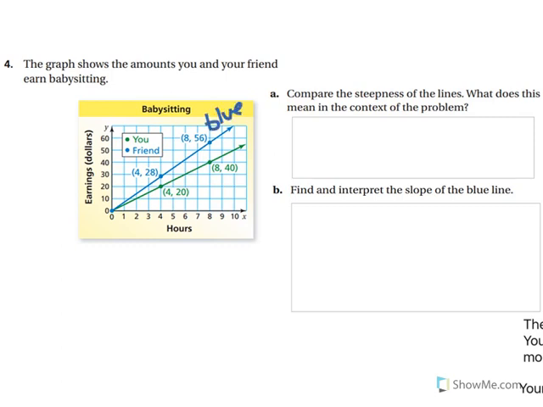And the blue line is our friend. This is our friend. And then the green line is going to be you. I'll just put a U here. So the green line is you. The blue line is your friend. Okay? So you're going to go ahead and do this. You're first going to compare the steepness of the lines and tell us what this means in the context of the problem. And then you're going to find and interpret the slope of the blue line. So why don't you go ahead and take a moment to do that. We'll check back in here in a few.